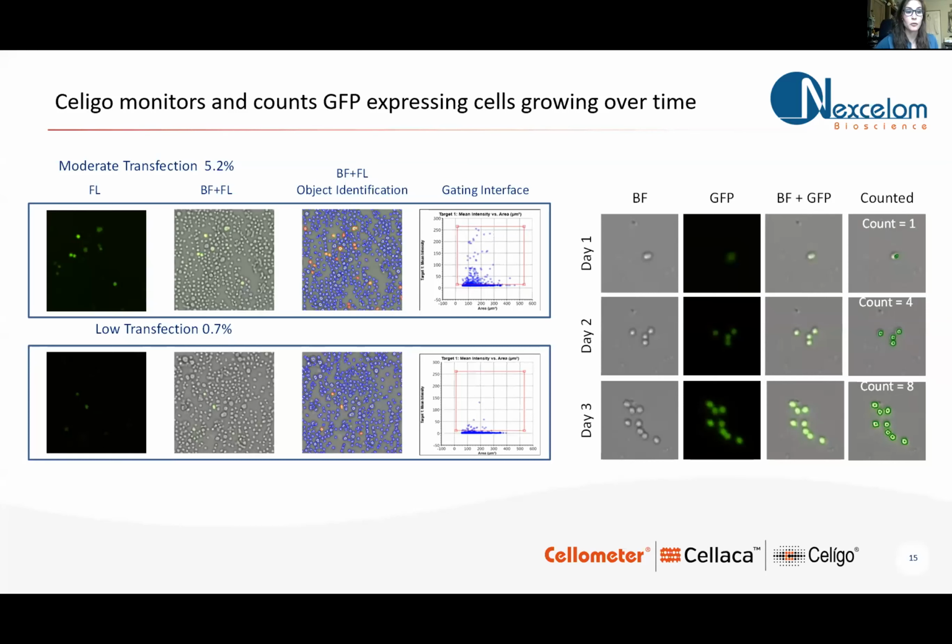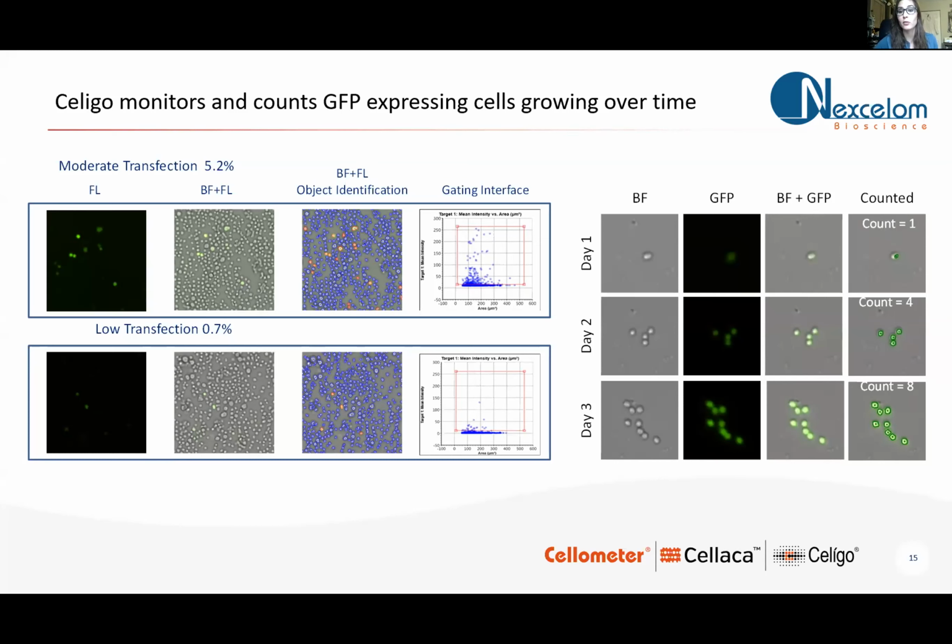You have your GFP images there, your bright field with the GFP merge, and then the object segmentation is denoting the cells that were identified as being GFP positive in the red color coding versus your total population in the blue color coding. You can use this kinetically, so you can monitor outgrowth.